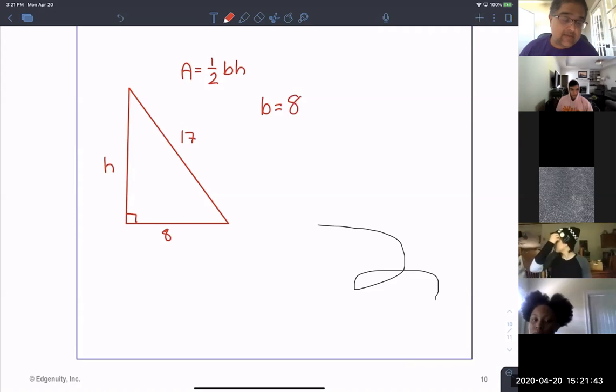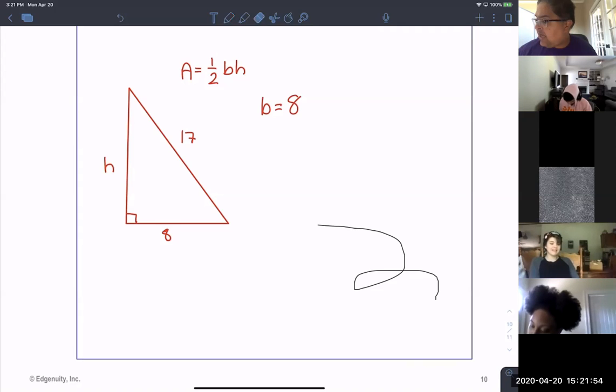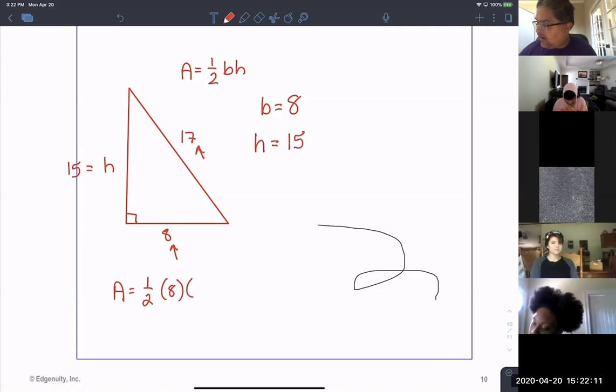Well, it's a right triangle. So how can I use the relationship that I know about the sides of a right triangle to find the height? Well, Pythagorean theorem. And when you do the Pythagorean theorem, one of your legs is 8, your hypotenuse is 17. You calculate the height and you'll get 15. Once you find that this is 15, plug it in. Get the area is 70.